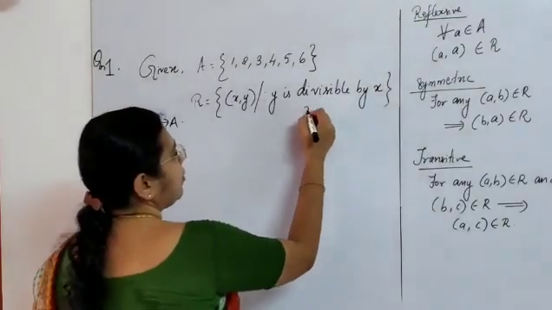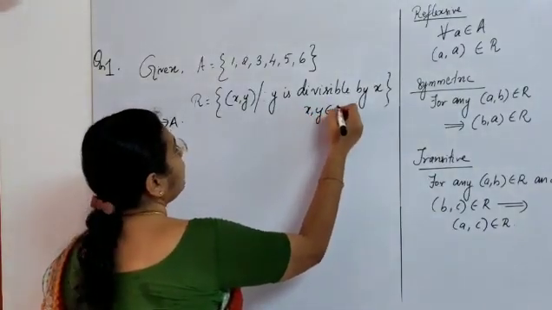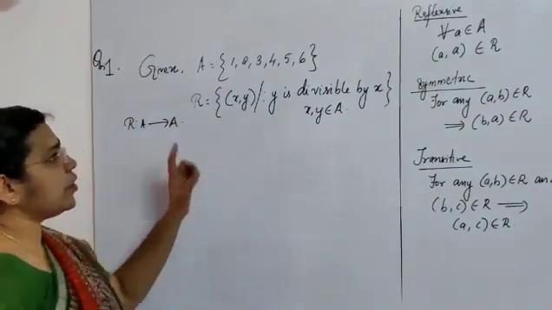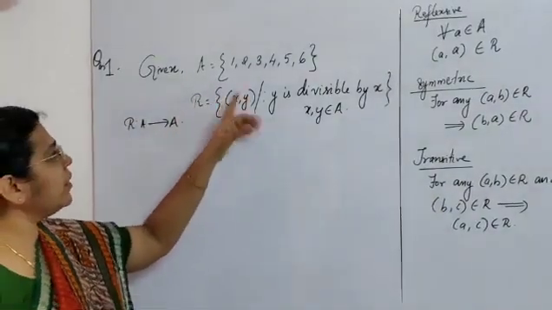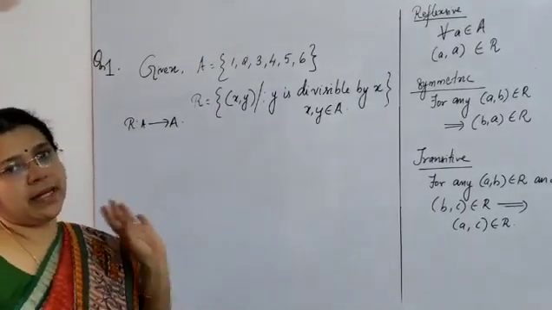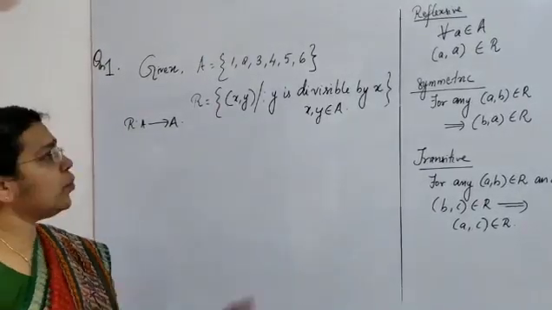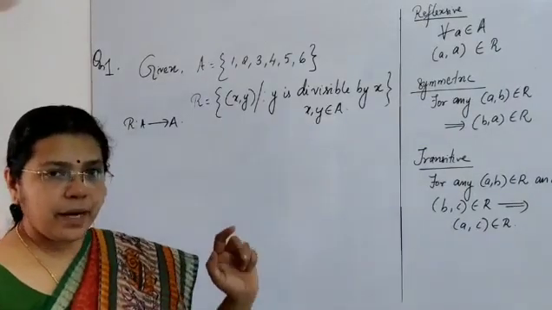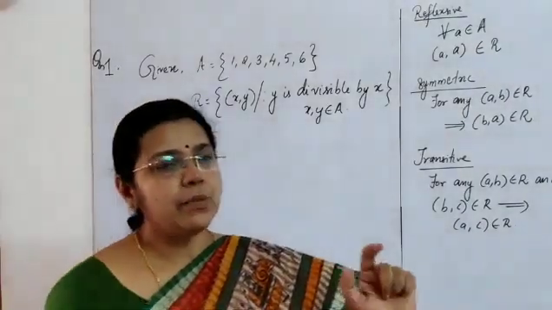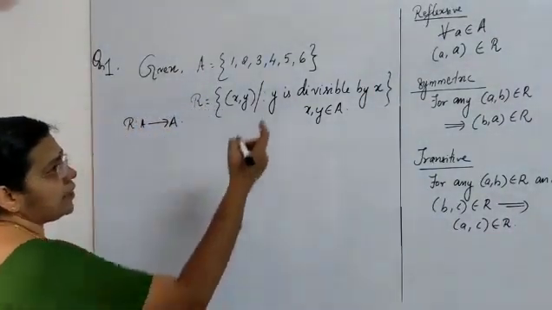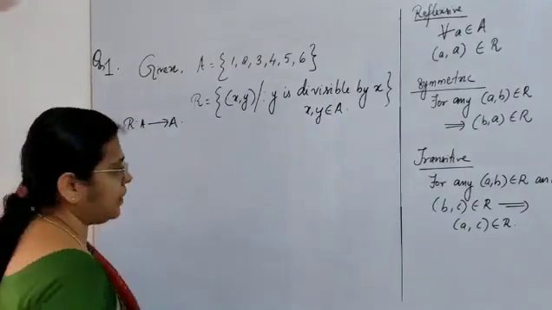And for all x, y belongs to where? Definitely it belongs to the set A. So now I am going to check whether the given relation is an equivalence relation or not. So what all do I need to think about? I need to think whether it is reflexive, whether it is symmetric, as well as whether it is transitive. So let me check whether the relation is reflexive.